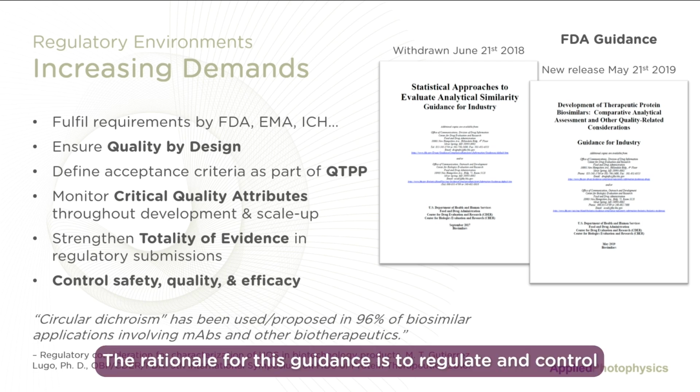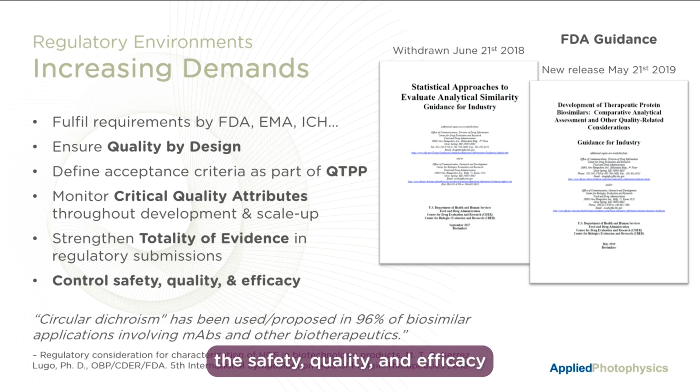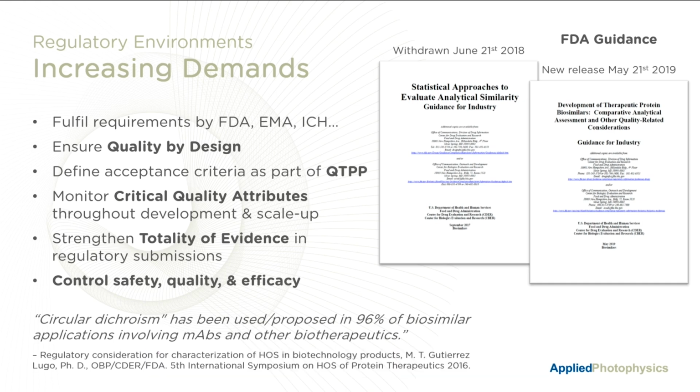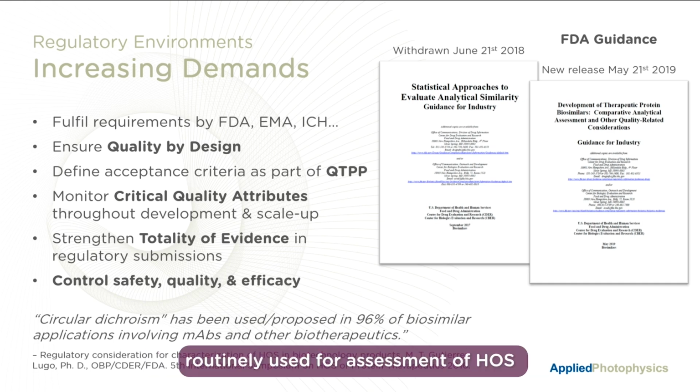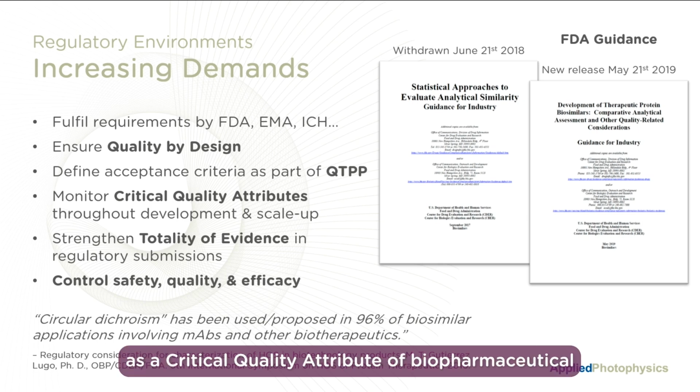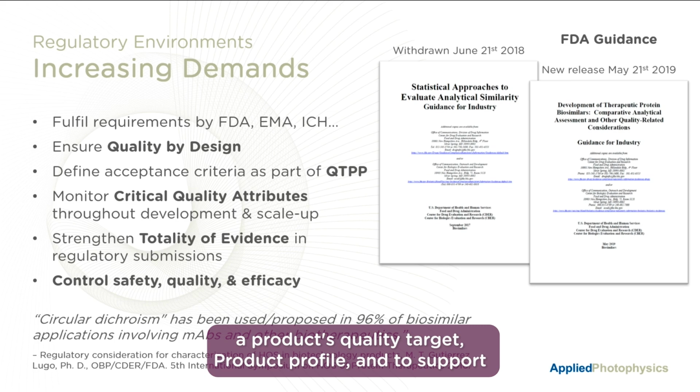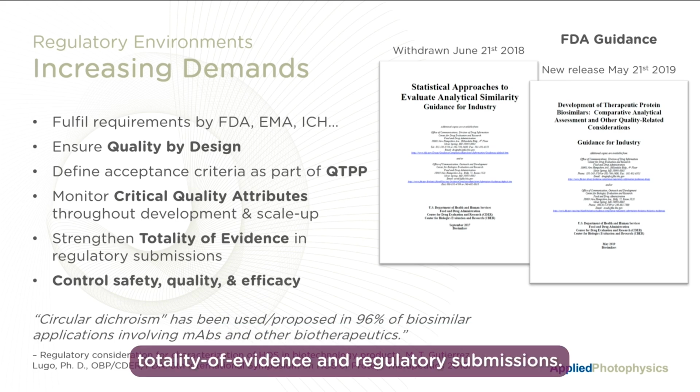The rationale for this guidance is to regulate and control the safety, quality, and efficacy of therapeutic agents available to the public. HOS comparisons are routinely used for assessment of HOS as a critical quality attribute of biopharmaceutical, antibody-based products, to define a product's quality target product profile, and to support totality of evidence and regulatory submission.